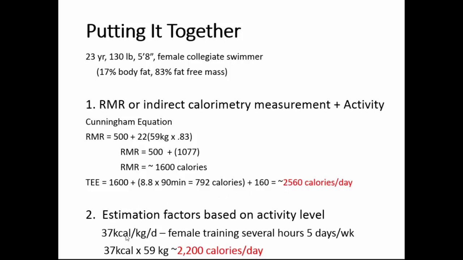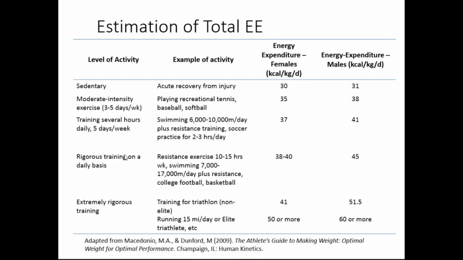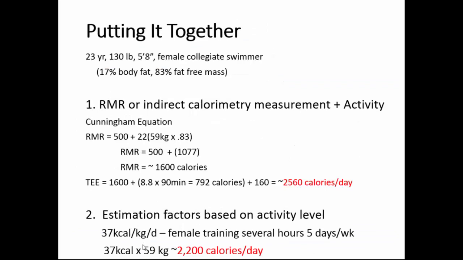If you were to use Dunford's method, where you're using calories per kilogram per day, I chose, if we go back, I chose this section here where they're swimming 6,000 to 10,000 meters a day, because if she's swimming an hour and a half or so a day, then that would fit for her. And we might have to play around with these numbers just a smidgen. But for the example's sake, I just used 37. Then all you have to do is take that and multiply it times her weight in kilograms, which is, she's 130 pounds, so that's 59 kilograms, and that comes up to be about 2,200 calories. So you get a range of anywhere from 2,200 to 2,600. So there's a little range in there.